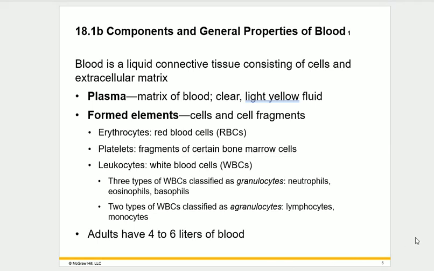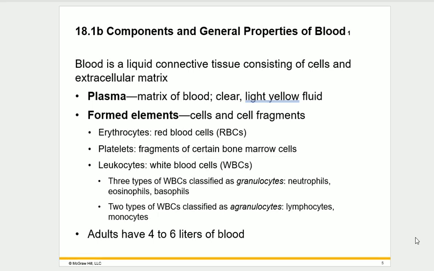So blood is a liquid connective tissue composed, like other connective tissues, of cells and an extracellular matrix. The matrix is the blood plasma, which is this clear light yellow fluid consisting a little over half of the blood volume, and then the rest of that, suspended within the plasma, are the formed elements. So these are the cells and the cell fragments that include the red blood cells, the white blood cells, and platelets, which are fragments of certain bone marrow cells, which we'll talk a little bit more in depth about.